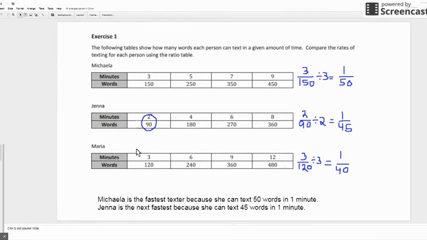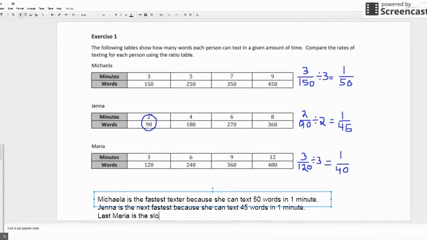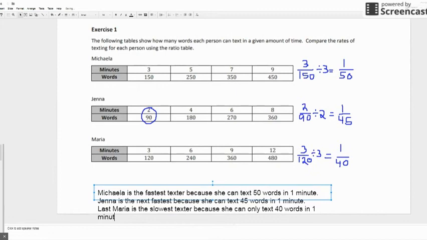So this is how we use these ratio tables to compare. And then we go last. Maria is the slowest texter because she can only text 40 words in 1 minute. All right, so there we go. There's our answer to the question.